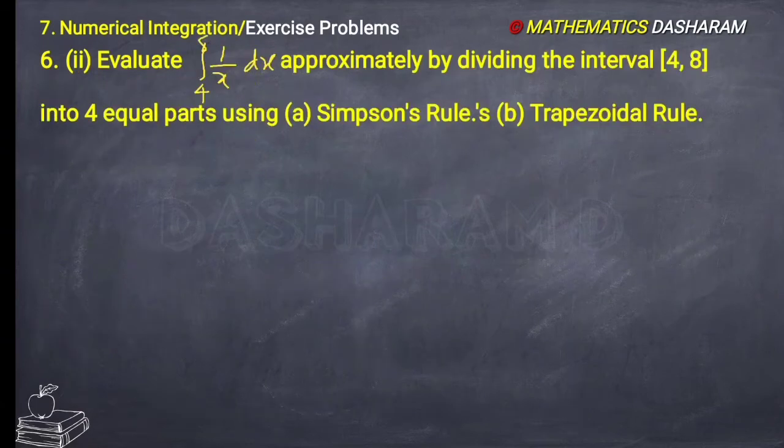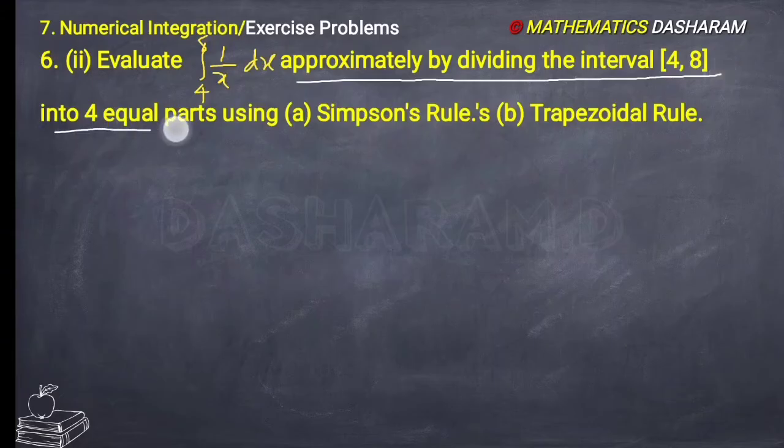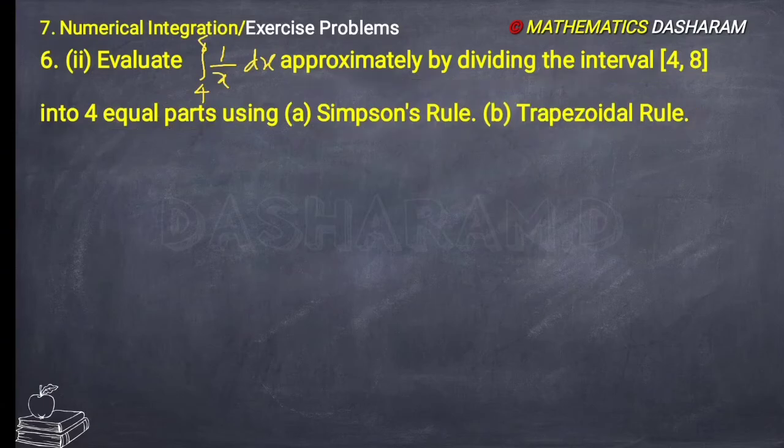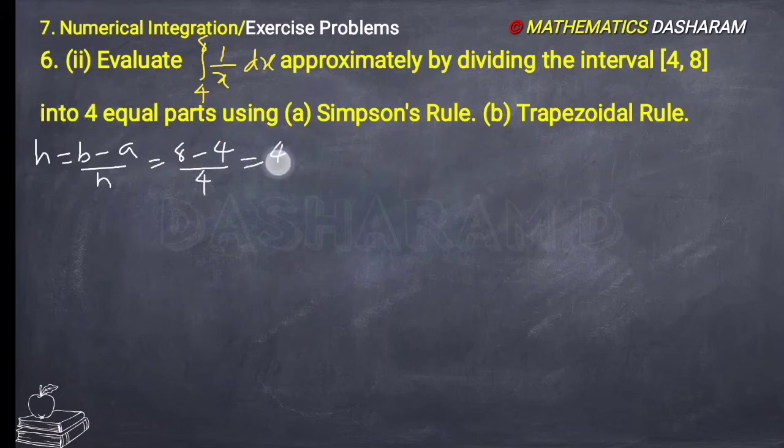Next, the 6-bit second one: evaluate integration 4 to 8 of 1 by x dx approximately by dividing the interval 4, 8 into 4 equal parts using Simpson rule and trapezoidal rule. So h equals b minus a divided by n. So b value 8 and a value 4 by n value. N value means here 4 equal parts. So 4 by 4 equals 1.